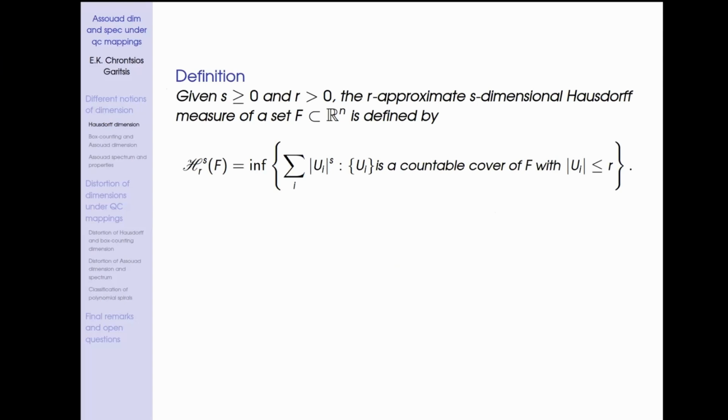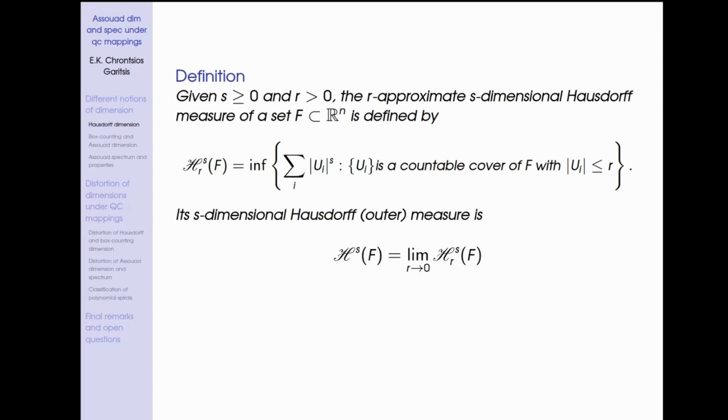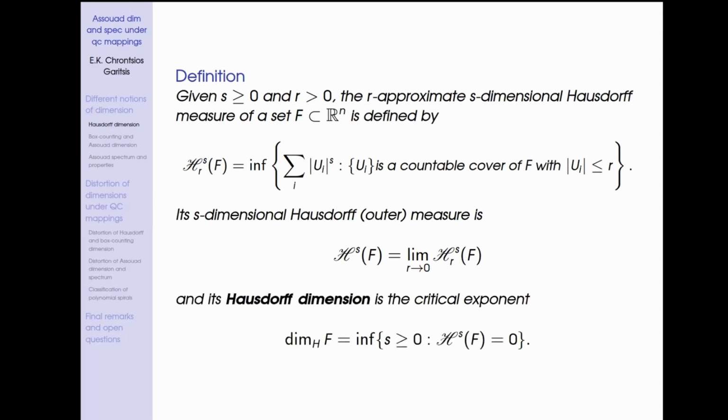In order to define it, we will need the R approximate S-dimensional Hausdorff measure of a set, which is defined to be the infimum of the sum of all diameters of U_i to the power S, where U_i forms a countable cover of F, and every set U_i has diameter at most R. If we take R to go to 0, we get the S-dimensional Hausdorff measure of a set. And we define the Hausdorff dimension in a natural way.